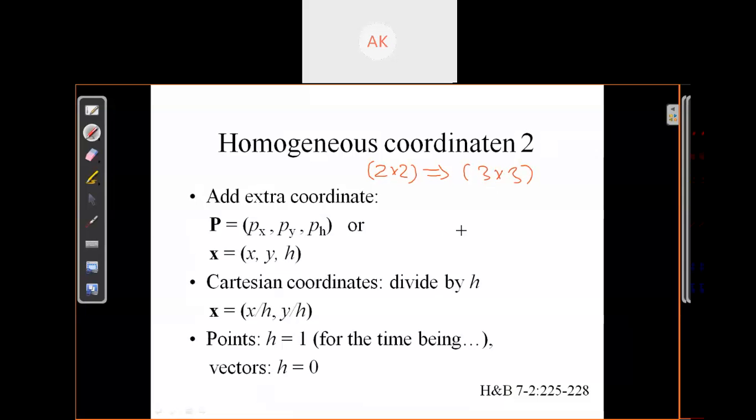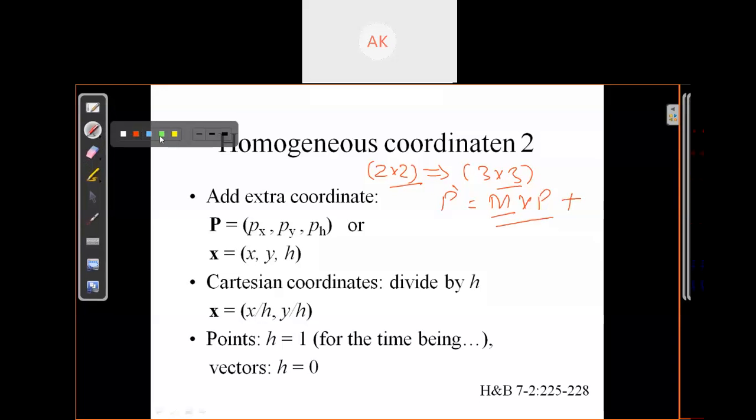Because this allows us to express all transformation equations in the form of matrix multiplication. Means when we change the size of the matrix, we can write all these transformation equations in the form M into P, where M is the multiplicative term. So it allows us to write all these equations in this form. Means we have removed the additive term from your equation when we write our matrix form as 3 cross 3 instead of 2 cross 2.